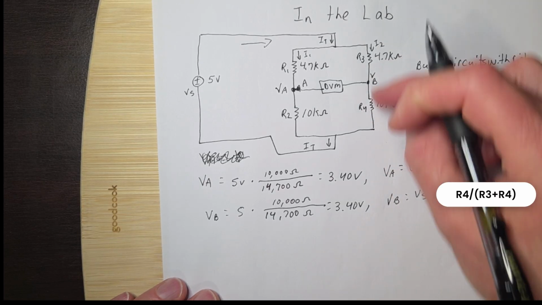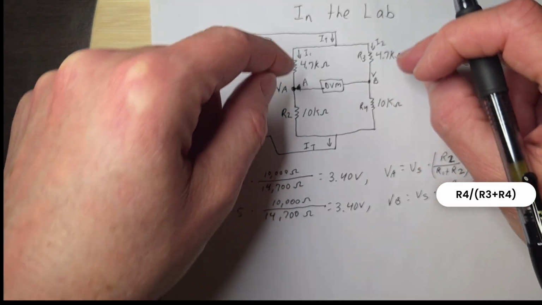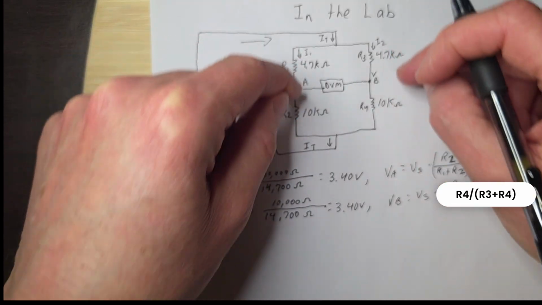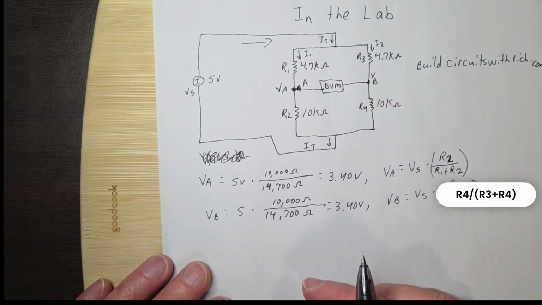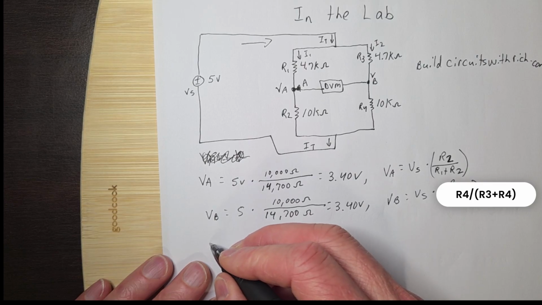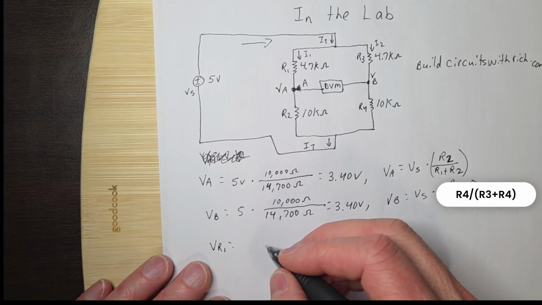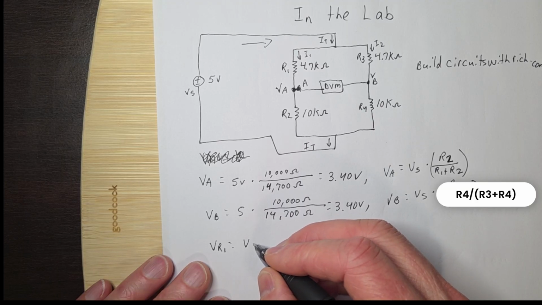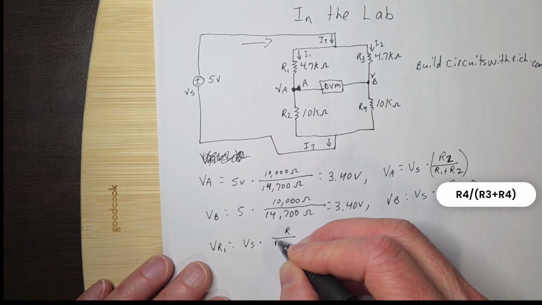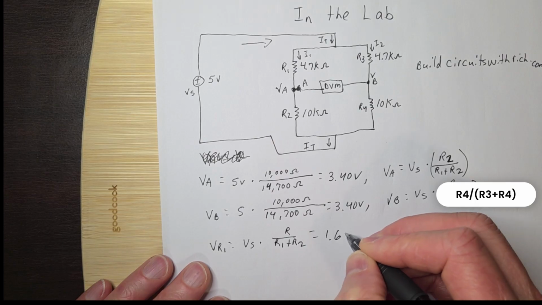Whatever that is, I don't really know what that is, and I don't even have to know. I just know as long as these numbers are the same, and in this case, just looking at them, you can tell. That's why I picked those numbers. So just to double check, VR1, which is that one, would be VS times R1 over R1 plus R2, which is going to equal 1.6 volts.